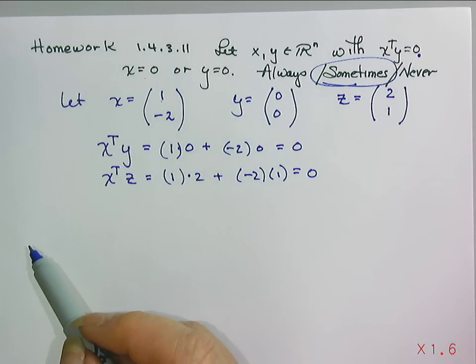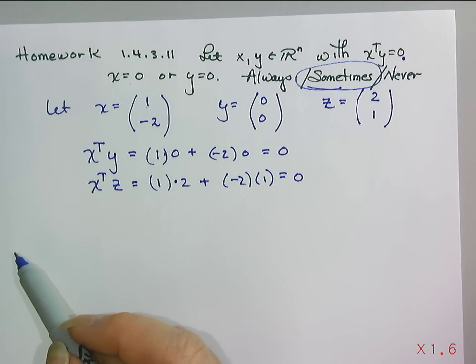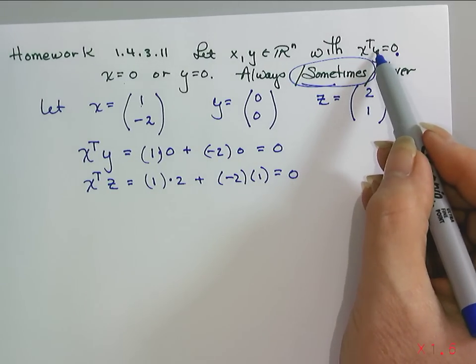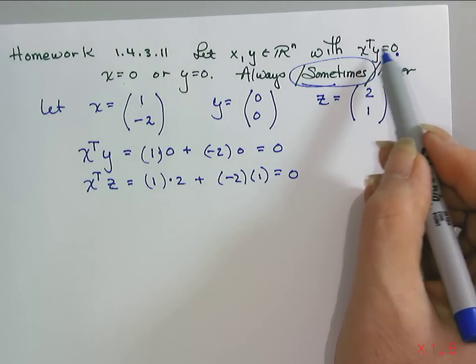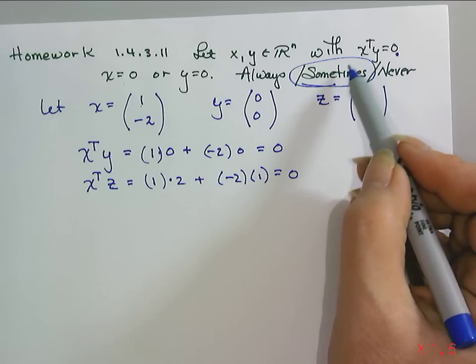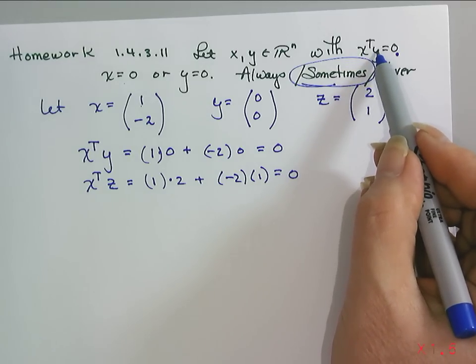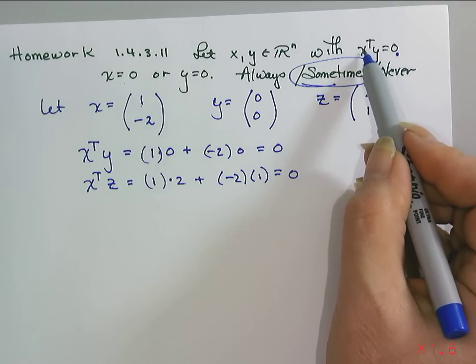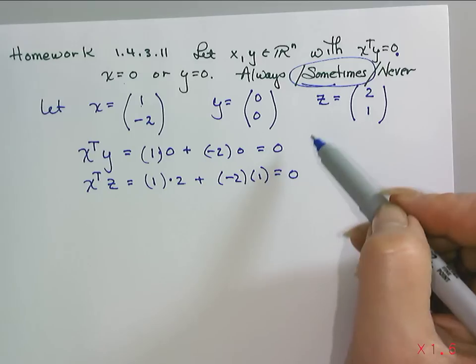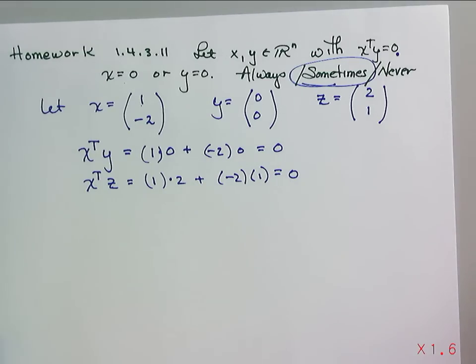But unlike regular scalar multiplication, just because the product is 0 doesn't mean one of the factors is 0. So just because the dot product is 0 does not indicate that one of the vectors is the 0 vector. Only sometimes.